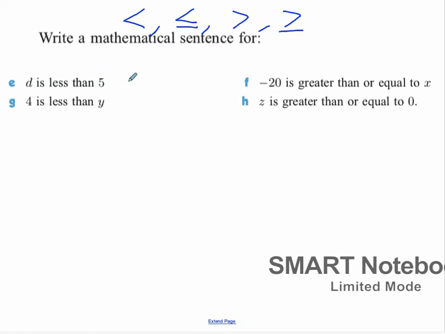D is less than 5, so we write it like that. That means D could be anything less than 5, like 4, 3, 2, negative 5, 0, even fractions like 4.9 are less than 5. So let's look at this one here. 4 is less than y. You write it like that.